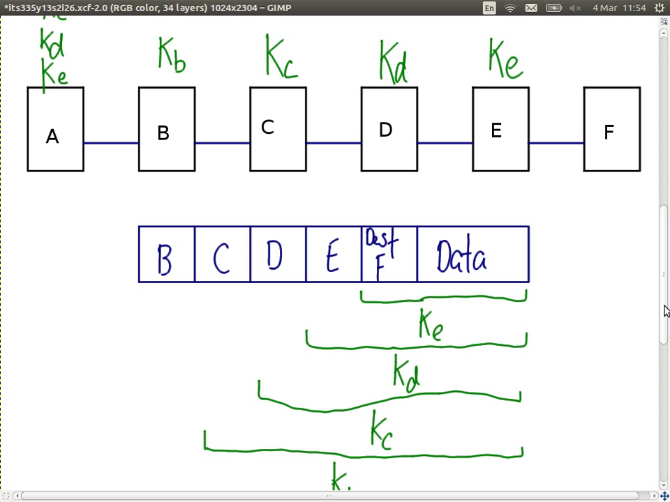And as you send that packet to B, B takes off this layer and sends the inside to C. C takes off this layer, sends the inside to D. And eventually, F receives the data. We start with a packet with multiple layers, and as we forward it along, we peel off the layers.